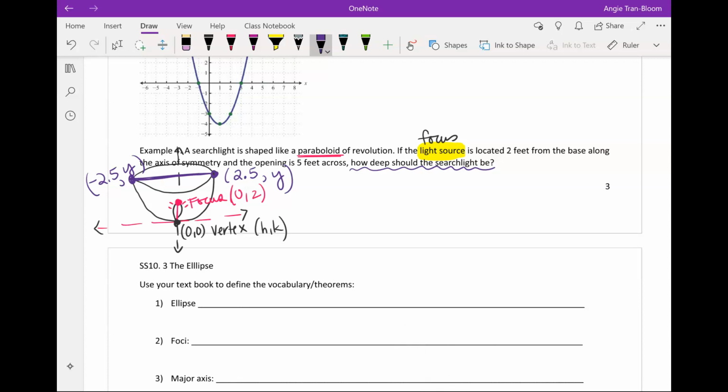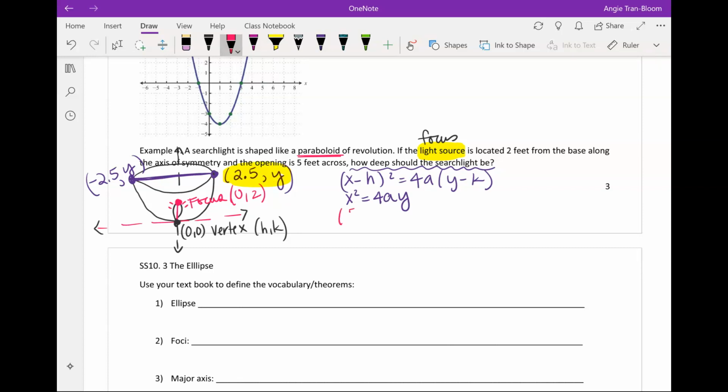Since it opens up with the vertex at the origin, let's put it back into the formula of a parabola. Opens up means your formula is (x minus h) squared equals 4a times (y minus k). Well, h and k are both 0 because the vertex is at 0. So x squared equals 4a times y. If I can find y, then that would be my answer. Well, I do know x. According to this, x is 2.5 when y is unknown. I can definitely plug that in.